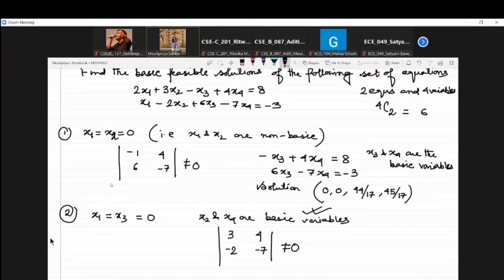Now tell me, just this one only, we won't be doing all those explicitly, the remaining ones. Just tell me whether this solution is going to be feasible or not. That implies once you are solving 3x2 plus 4x4 equal to 8, -2x2 minus 7x4 equal to -3. Tell me whether this solution is feasible or not.